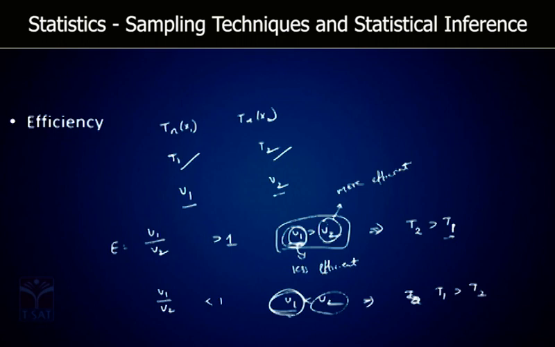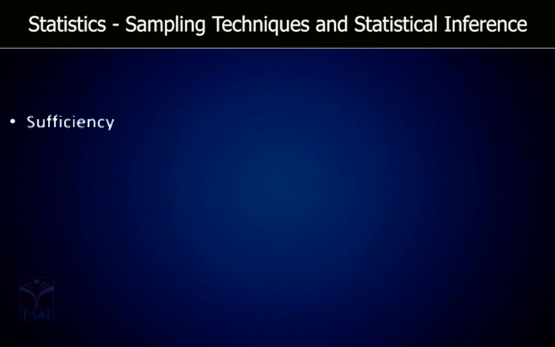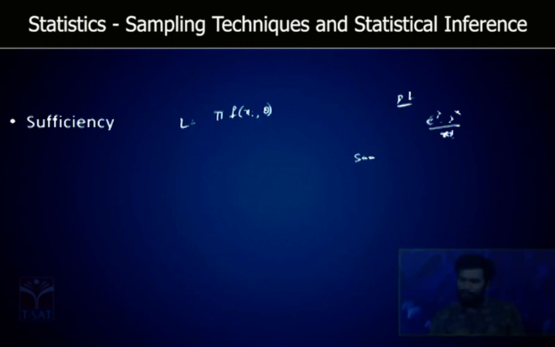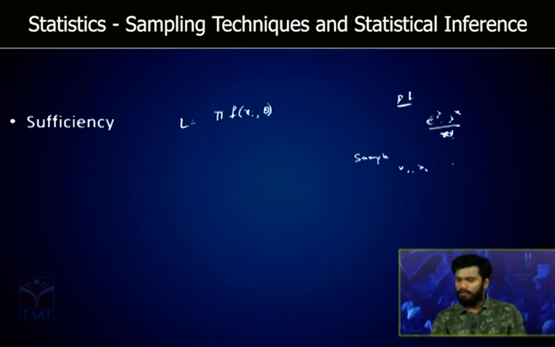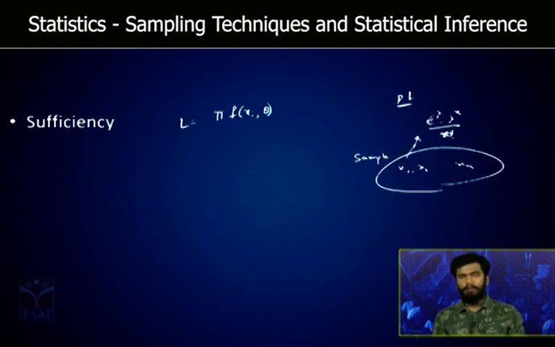Now, sufficiency. Before going to sufficiency you have to learn a small concept, that is L, which is equal to the product of the function by taking all the possible values of x. Let us consider the probability function, Poisson: e power minus lambda into lambda power x by x factorial. Now we have considered a sample with x1, x2, and so on up to xn values. So substitute each and every sample point in the probability function and multiply all the functions.